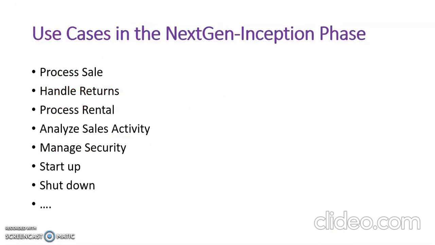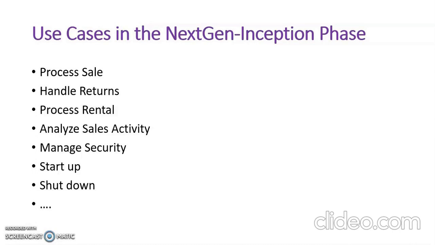Use cases in the Next Gen POS system, some of them are listed here: process sale, handle return, process rental, and many more. Let us consider this process sale alone. Process sale is nothing but a use case, and the use case should start with a verb followed by a noun or an object. Here, process is a verb and sale is a noun.